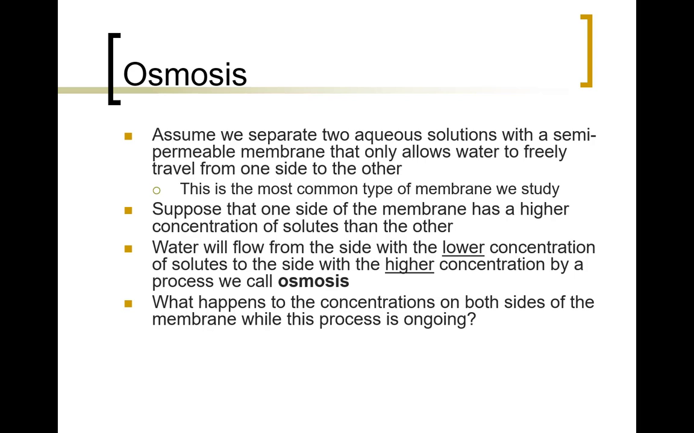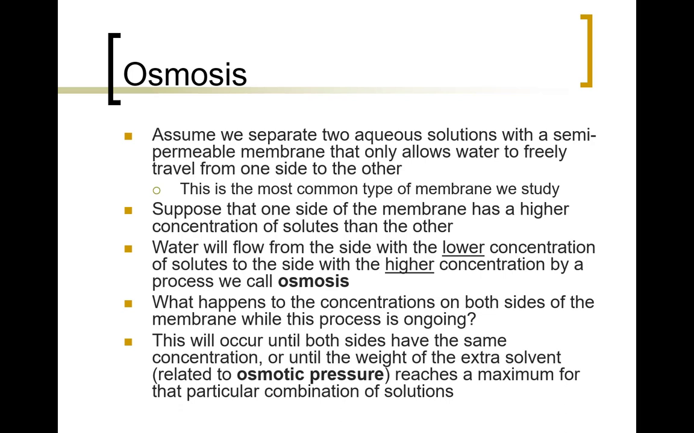What happens to the other side? Water is flowing to the side with the higher concentration. Its volume is doing the opposite. Its volume is increasing while the amount of solute stays the same, because again, solute can't cross the barrier. So you're making the denominator larger, so you are lowering the concentration on that side. So the side that had the higher concentration now has its concentration getting lower. The side with the lower concentration now has its concentration getting higher. And this process would continue, if possible, until they essentially have the same concentration.